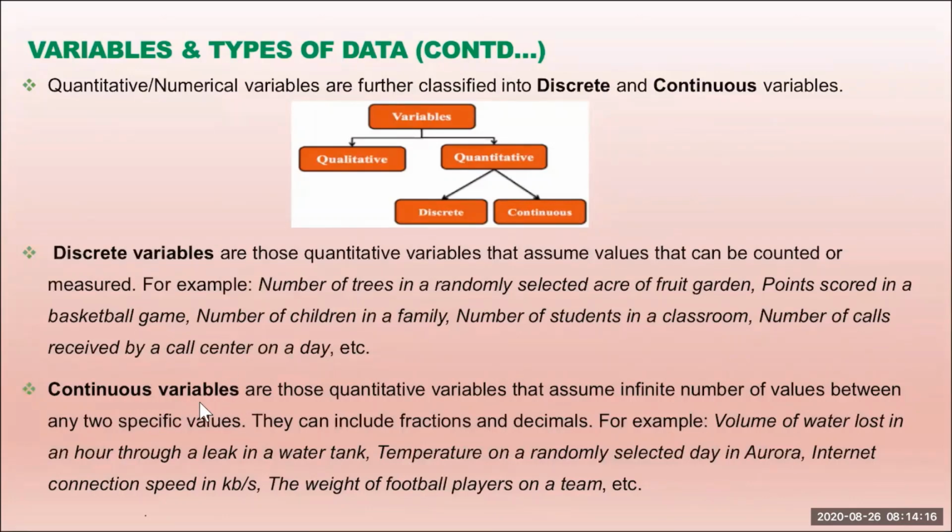Whereas when we talk about the continuous variable, they can take any values like decimal values and fractional values also. So continuous variables are those quantitative variables that can assume infinite numbers between two specific values. They can include fraction and decimal. For example, when we talk about volume of water lost in an hour through a leak in a water tank, how much water is leaking through a tank? Maybe it can be 2.3 liters or it can be 7.3 liters. It can take decimal value.